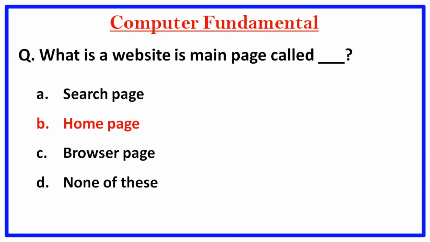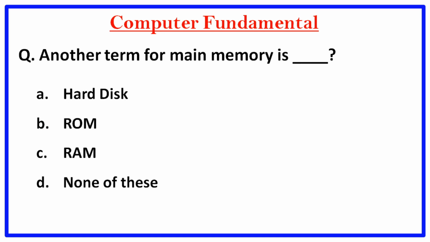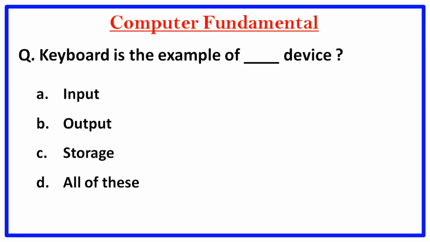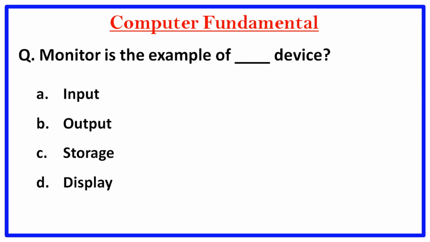Next question. Another terms of main memory is dash. Right answer is option C, RAM. Next question. Keyboard is the examples of dash device. Right answer is options A, input. Next question. Monitors is the examples of dash device. Right answer is options B, output device.